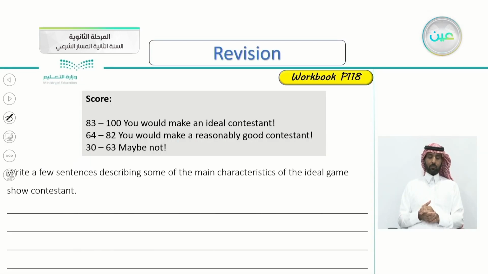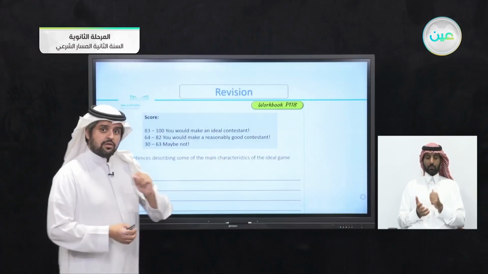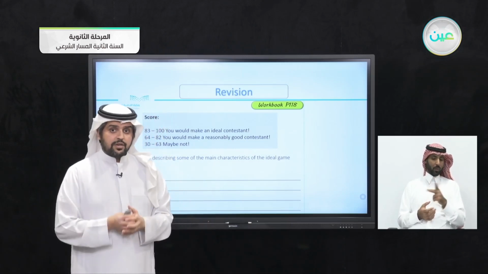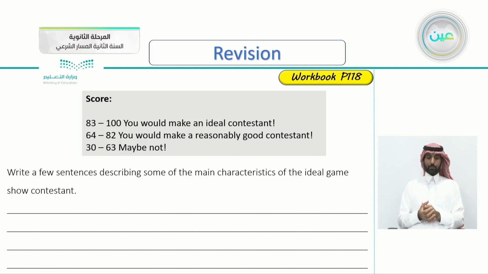When you're finished, if your score is from 83 to 100, you would make an ideal contestant. If your mark is from 64 to 82, you would make a reasonably good contestant. If it's from 30 to 63, maybe not. So fill the chart yourself and calculate your score and check what kind of a contestant you are. Are you an ideal contestant? Are you a reasonably good contestant? Or just leave it, maybe not.